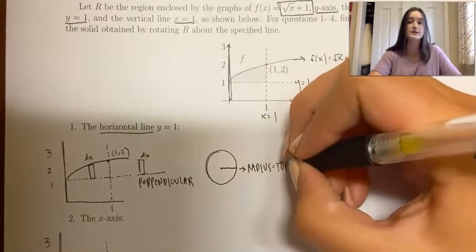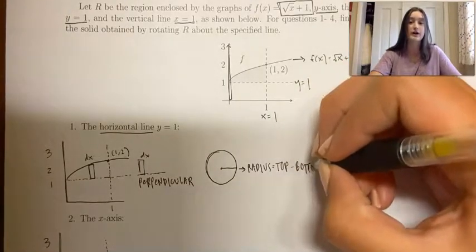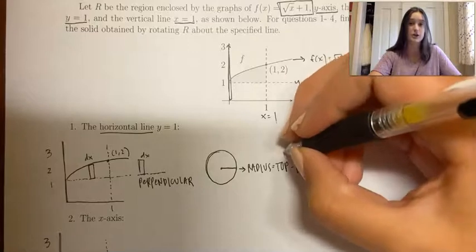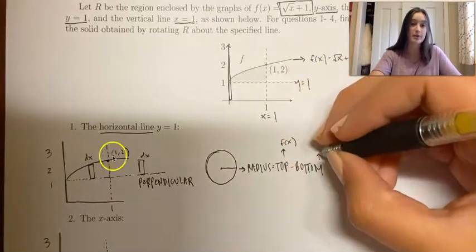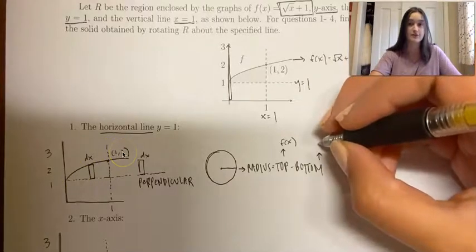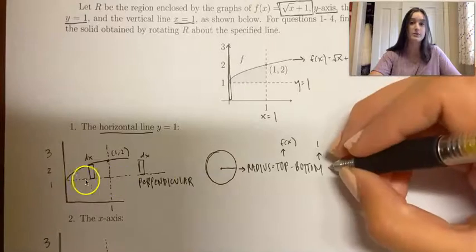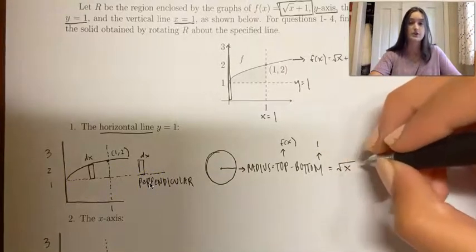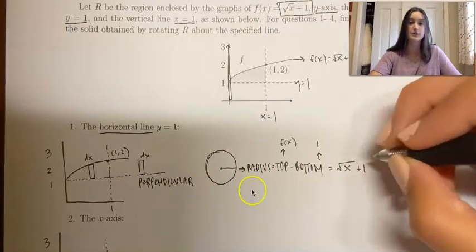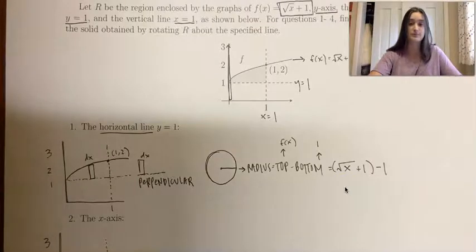So the radius in this case, and in all of these cases where you have the dx box, is going to be the top minus bottom function. Here your top function is up at the top of that box, and it's f of x, which is given before we have the problem. And then at the bottom you have 1 because we're rotating it around the horizontal line y equals 1. So to get that radius, I'm just going to plug in that f of x function and then subtract 1.